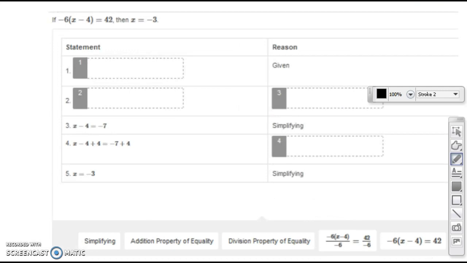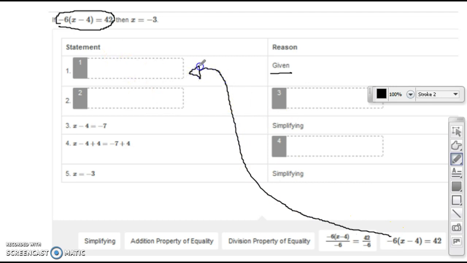All right, here's the next one. We're given this equation. We're trying to prove that x equals -3. The first blank just wants you to write what you're given. So we're given this original equation, -6x minus 4, all of that. So that should be the first one.